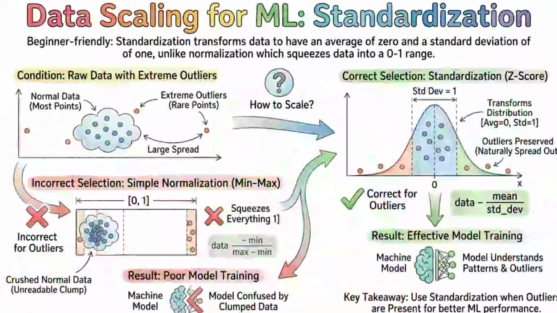A slightly different scaling technique is called standardization, which is highly preferred when your raw data naturally contains extreme statistical outliers. Instead of aggressively squeezing everything into a strict box between 0 and 1, standardization transforms the entire data distribution so it has a perfect average of 0 and a standard deviation of exactly 1. This clever math allows the weird outliers to remain naturally spread out without completely crushing the rest of your normal data into a tiny, unreadable clump. Understanding the subtle mathematical difference between simple normalization and standardization, and exactly when to use each, is a very common troubleshooting scenario you will face on test day.